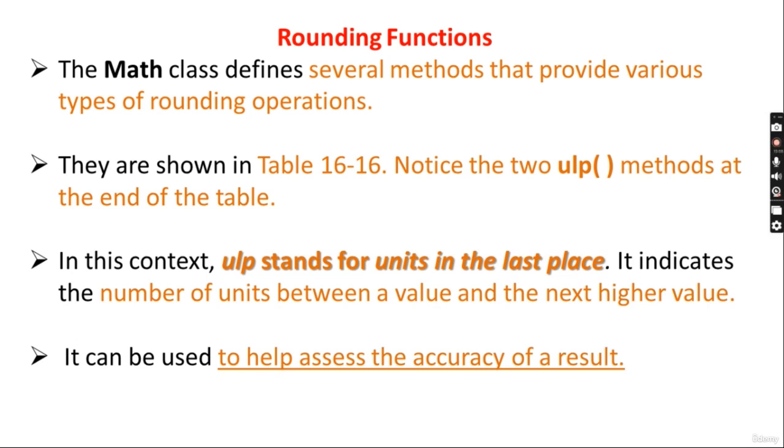Now we will see rounding functions. The Math class defines several methods that provide various types of rounding operations. They are shown in the table. Notice the two ulp methods at the end of the table. ulp stands for units in the last place. It indicates the number of units between a value and the next higher value. So how will you remember it? ulp stands for unit in the last place. The last two functions indicate the number of units between a value and the next higher value. It can be used to help assess the accuracy of the result.